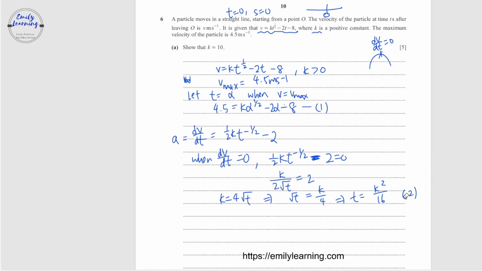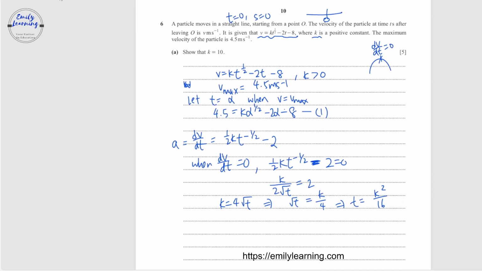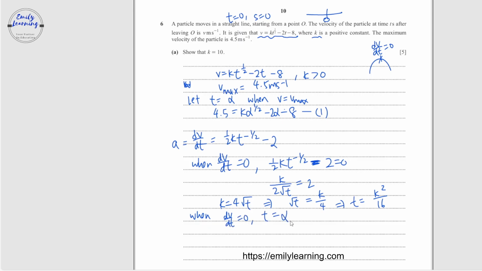So this is what I have, and I know that when dv/dt equals to 0, t is equals to alpha, right? Because when dv/dt is equals to 0, we are at the stationary point, which is the v max. So I'll sub in t as alpha. I will sub 2 into 1.